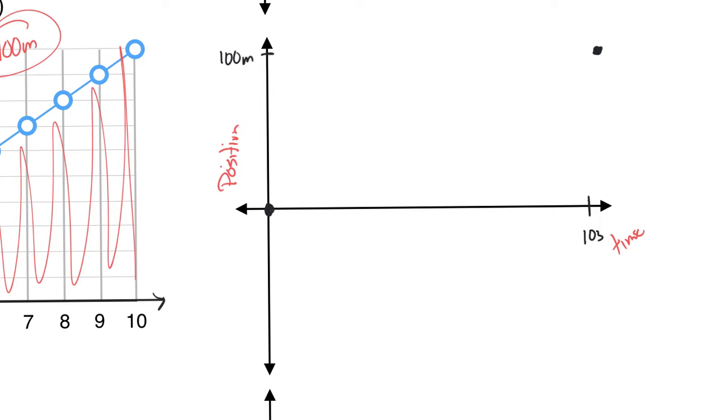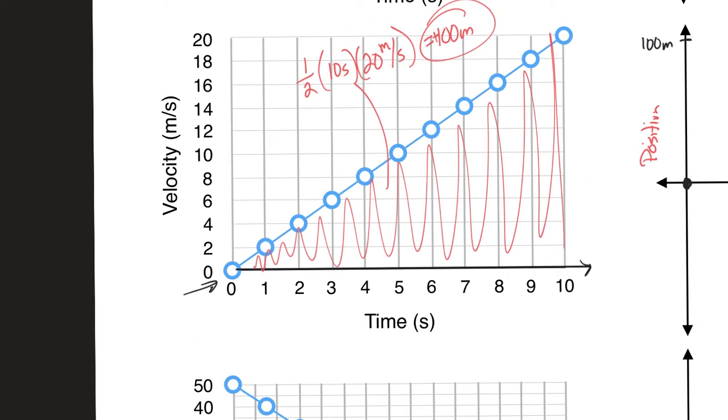And herein lies the difficulty. When I go to connect these two dots, I have to remember that the velocity starts at 0 and ends at 20. So that means, and I'll translate it for you, the slope starts at 0 and ends at a big positive number.